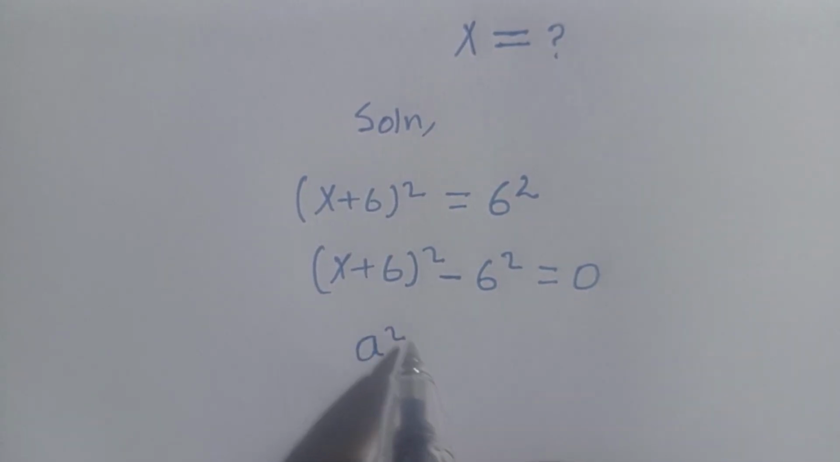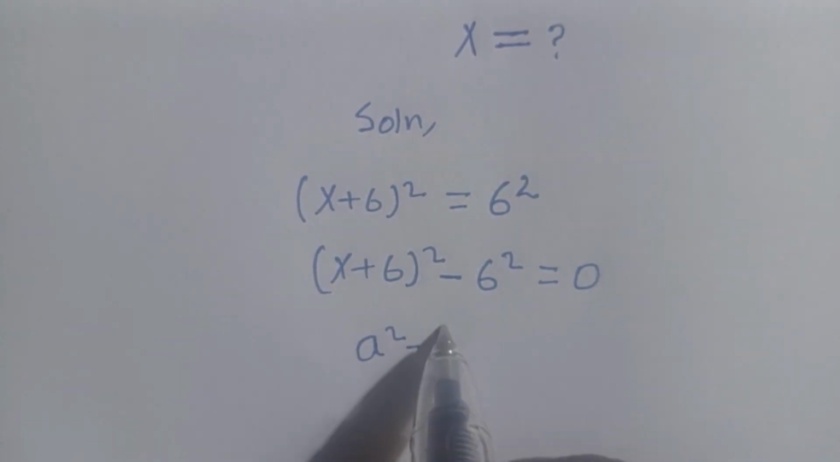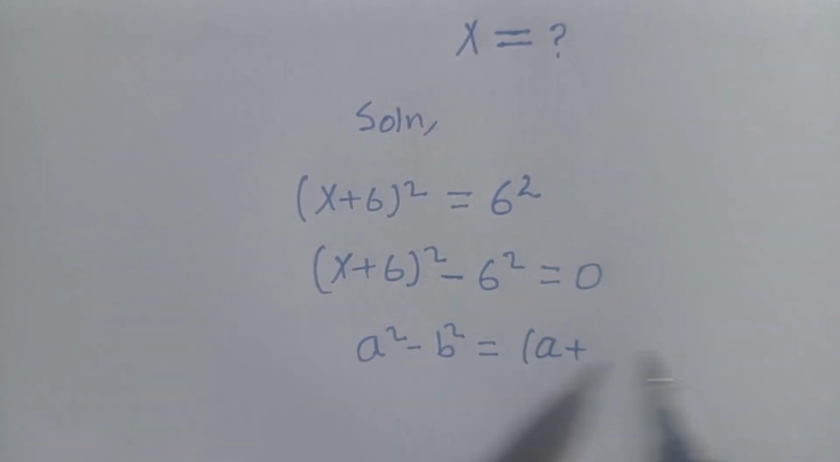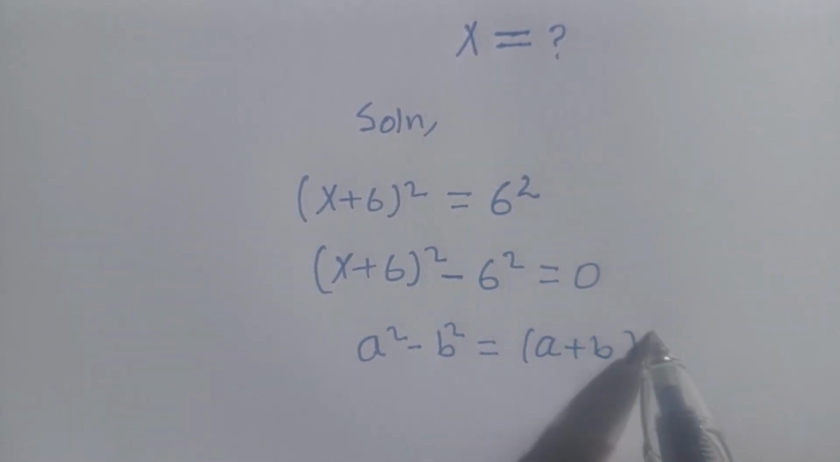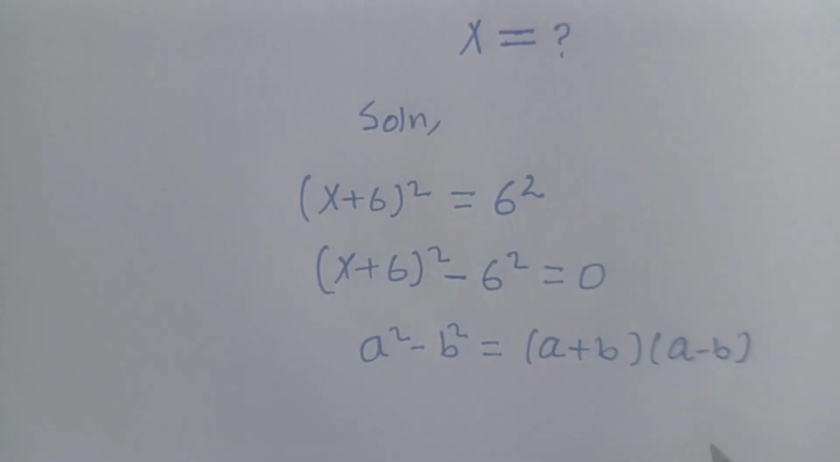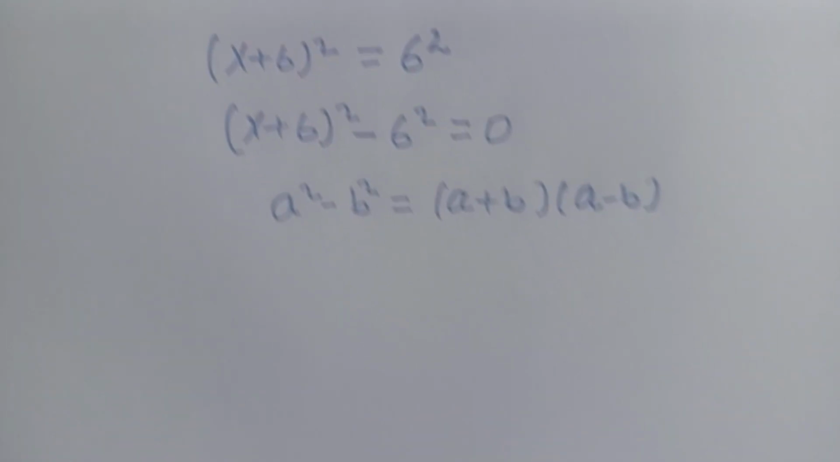a^2 - b^2 gives us (a + b) times (a - b).